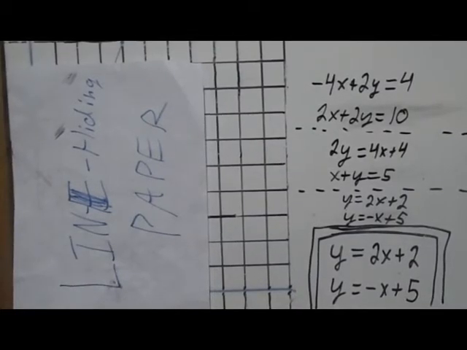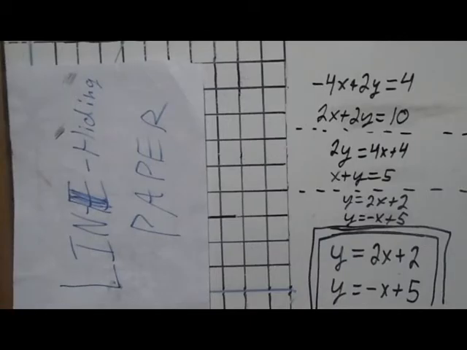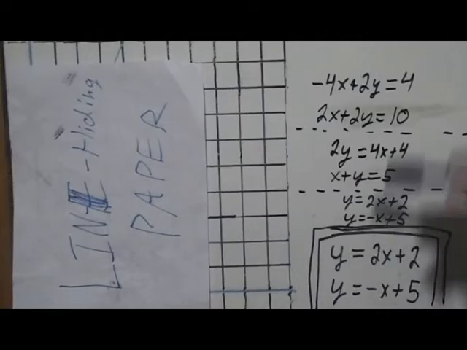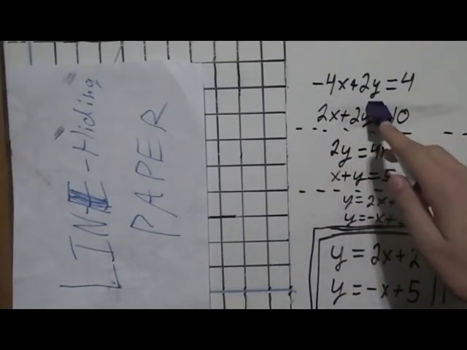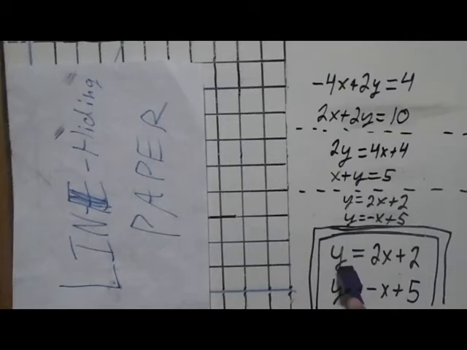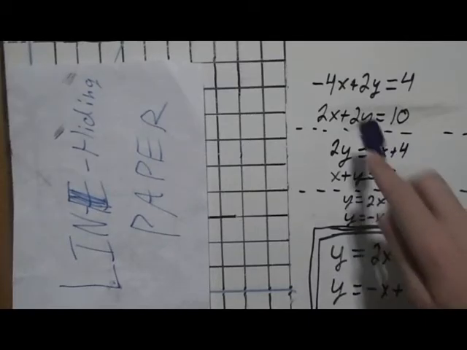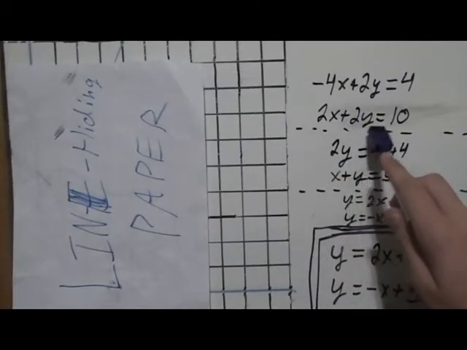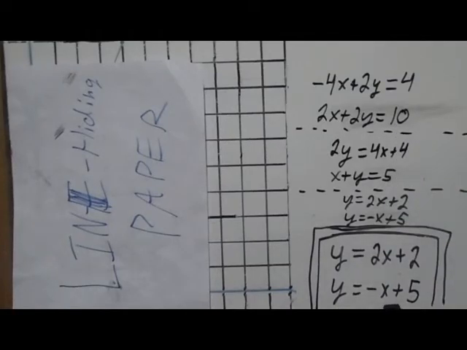So the third way of solving a system of equations is pretty simple. This is the graphing method, and it's pretty self-explanatory. All you do is you take your two equations and graph them on a grid. To do this, you have to simplify the two equations like I did over here. From negative 4x plus 2y equals 4, I got y equals 2x plus 2. And after simplifying 2x plus 2y equals 10, I got y equals negative x plus 5. I would recommend doing this on a graphing calculator, but since I do not have one with me, I decided to make my own grid with a ruler.